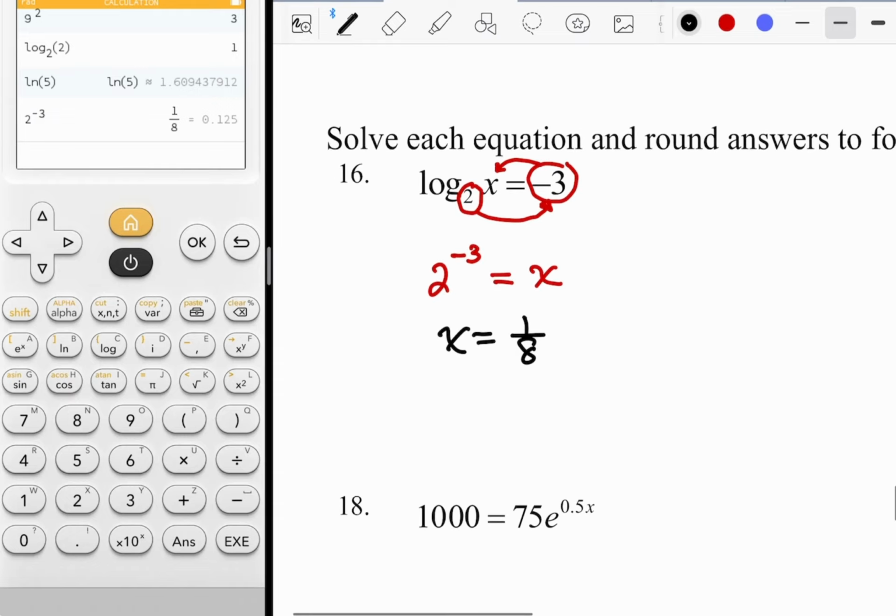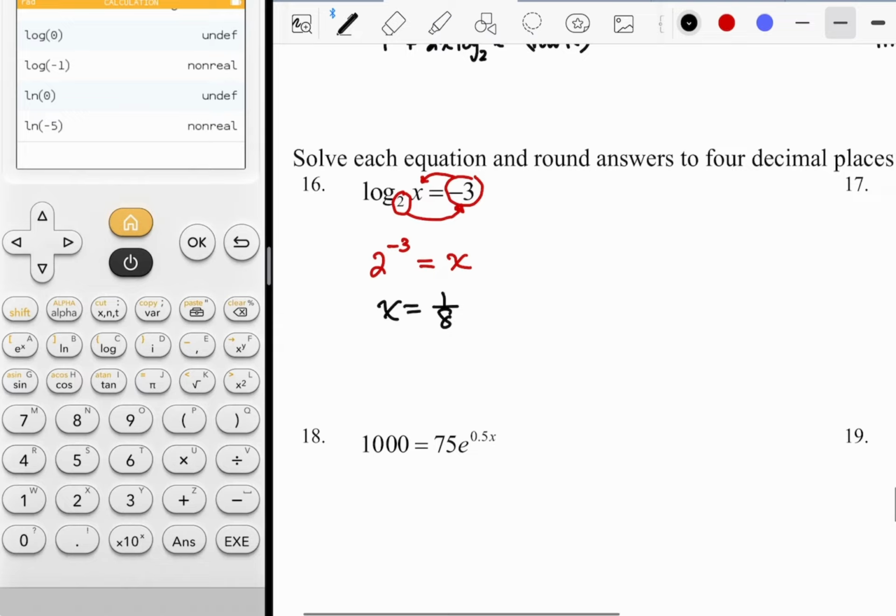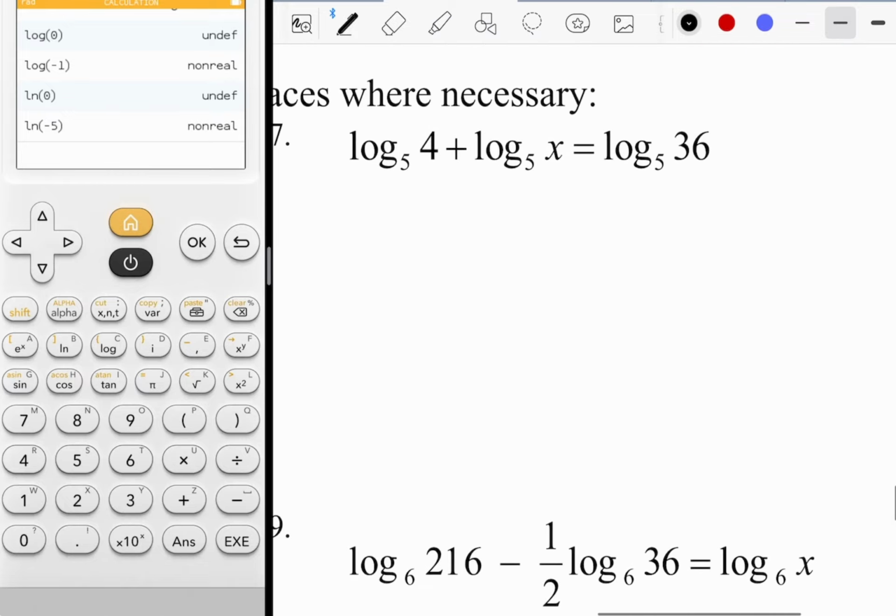Just be careful with domain. For a log, you can't take the log of a negative number, and you can't take the log of 0. I'll give you an example. Log of 0, undefined. Log of -1, non-real. Natural log of 0, undefined. Natural log of, let's say, -5, non-real. All right. So if the x value that you get when you solve the equation makes the log undefined or imaginary, non-real, then we would dismiss it as a possible answer. All right. It doesn't come up very often, but when it does, it's impactful.